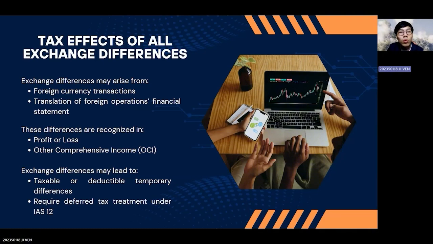And so how does tax come into play? Under IAS 12, this exchange difference may create a temporary difference between the accounting and the tax value of assets or liabilities. This means the company might need to recognize a deferred tax asset or liability, depending on whether the difference is taxable or deductible.